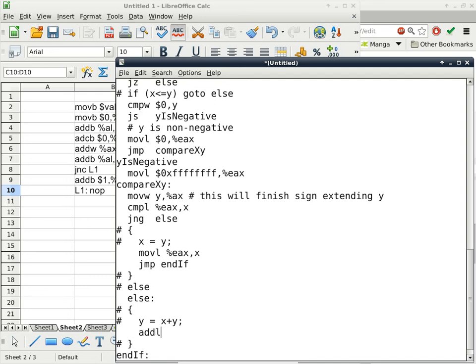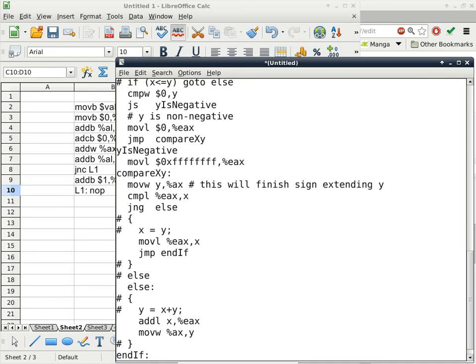This is the only part that is left to do. I can just do an addl instruction. X is already 32-bit. EAX is the sign extended version of Y, so I can just do that. But when I store the whole thing back into Y, I have to do the truncation, which means I'm only moving the least significant 16 bits of EAX into Y, and that is also known as AX. Put that into Y, and that's the solution to the first question.